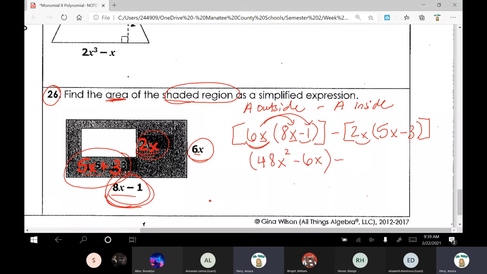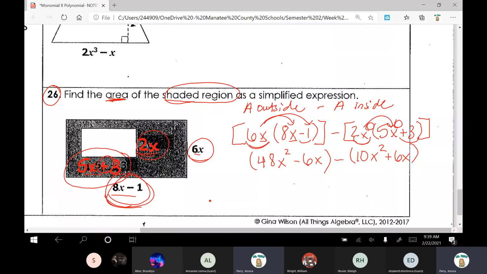And then now let's distribute here. This 2x times 5x. 2 times 5 is 10. Then you've got your x. Add the exponents. Invisible 1 plus invisible 1 is 2. And then our next jump. 2x times 3. Multiply your numbers. 2 times, is that a negative 3? It's a positive 3. Sorry, I wrote it down wrong. Positive 3. So sorry. 2 times 3 is positive 6. And then you got your variable x there.